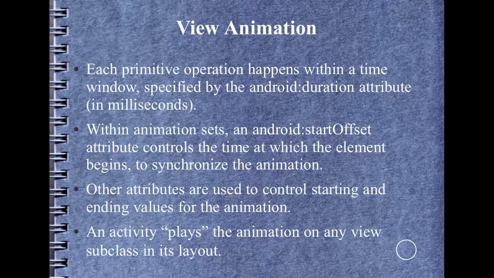Then we have other attributes, depending on whether it's a rotation or a translation or a scale or what have you, to control the starting and ending values for the animation. And these are also offsets. They're called deltas. So we have start X and Y delta, end X and Y delta, and if we have a delta value of 0, that means start it wherever it is, and so forth. And then the activity just finds that XML file and then plays it on any view in its layout.